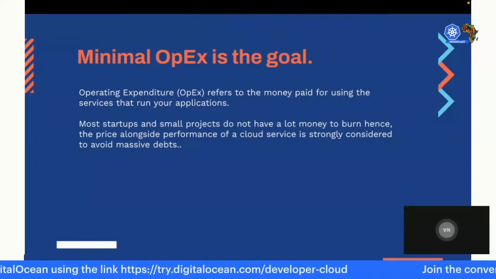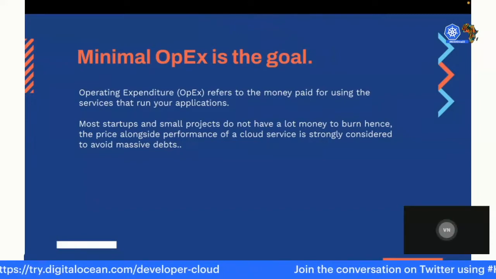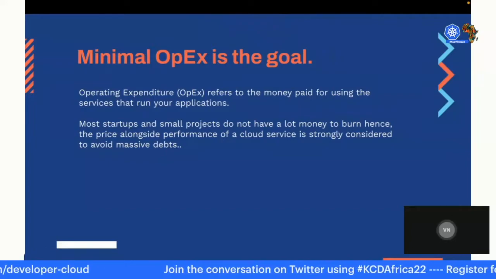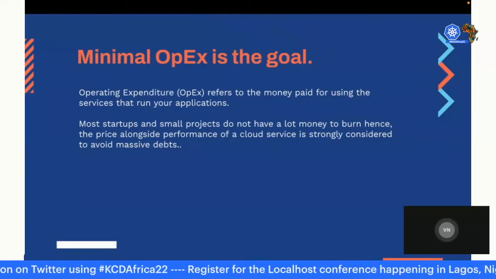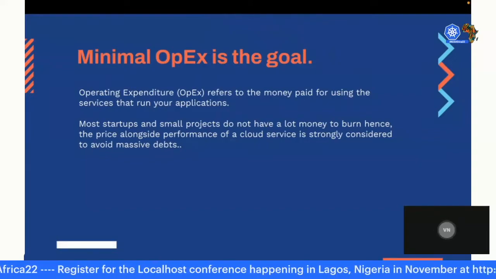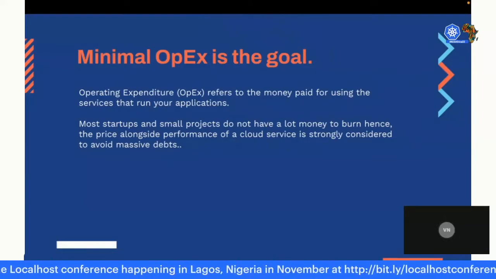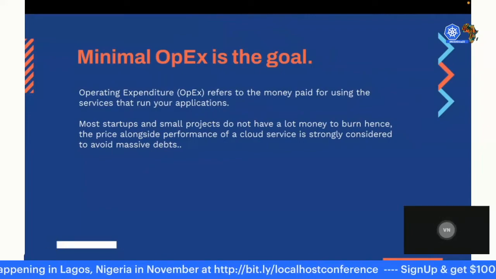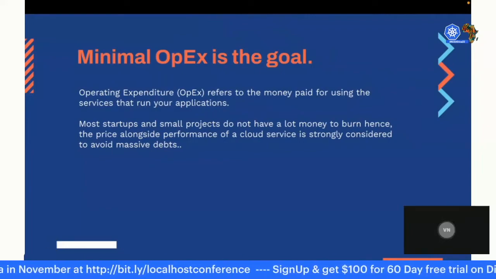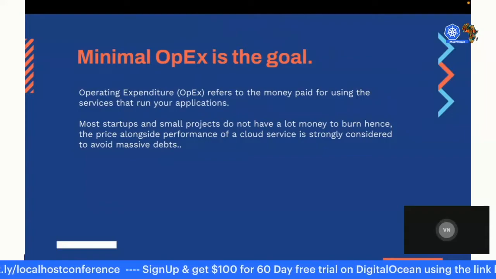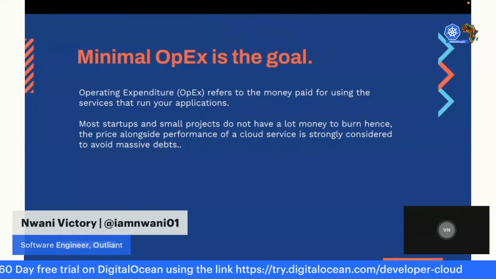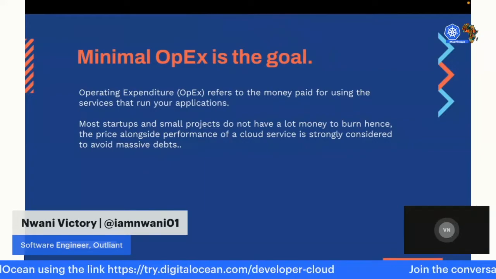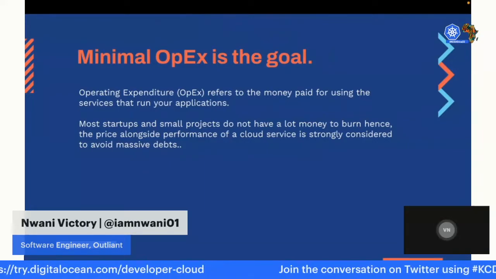So on the cloud, if you're using any service, the money you're paying for it is referred to as your operating expenditure. And the reason why we look forward to a minimal operating expenditure is to avoid huge cloud bills. Everybody knows that the cloud is expensive. These services are built heavily for, you pay a lot. That is why you try to have a minimal operating expenditure, because you do not want to get billed heavily at the end of the month.